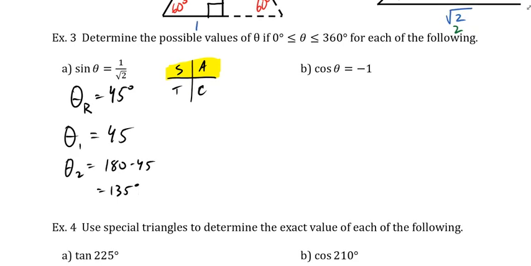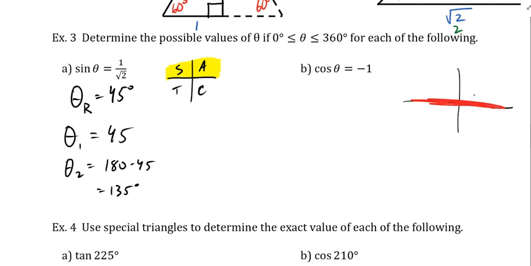Next one, cos theta is negative 1. How do we solve this? These ones are, again, for some reason elusive to people, like they never quite get it. So let's see if we can think about it. It's negative 1, so it's on one of the axes. And where is cosine equal to 1 or negative 1? It's going to be on the x-axis.